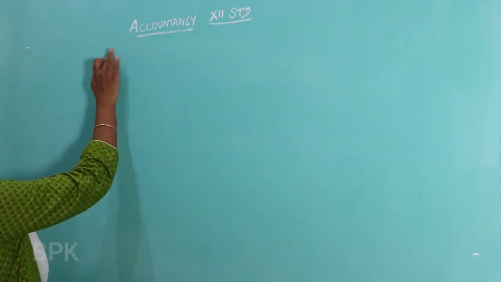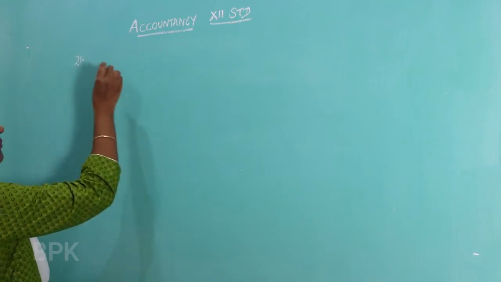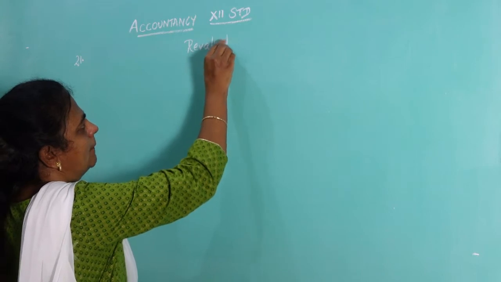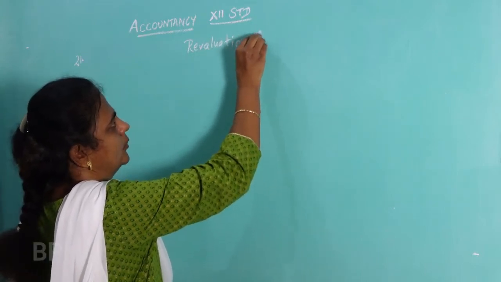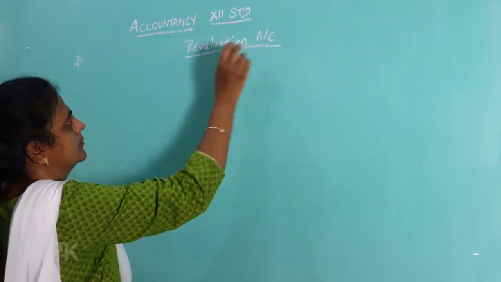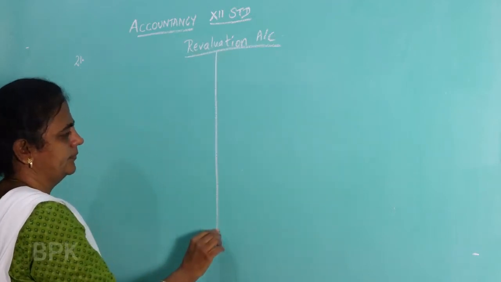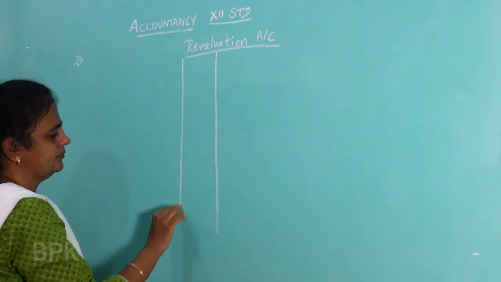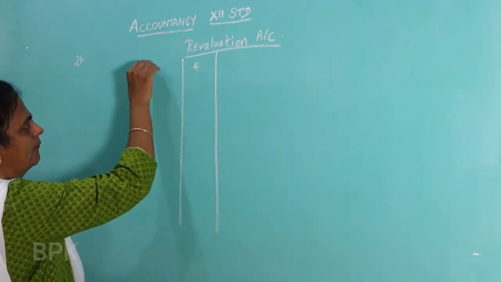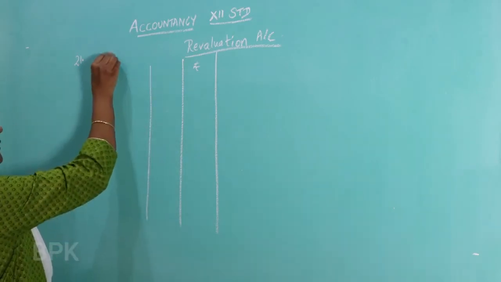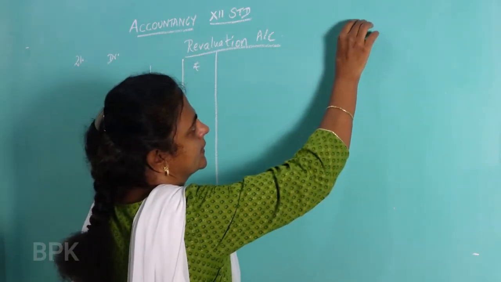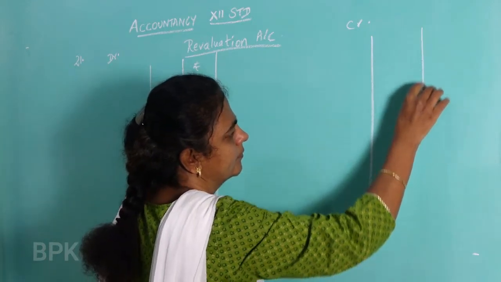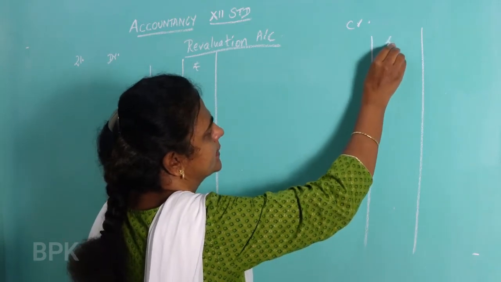Question number 21. Revaluation account. It's a ledger, so use the center of the page. Debit, this is credit, rupees.